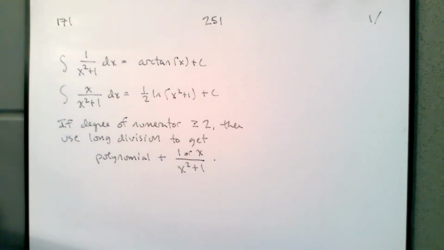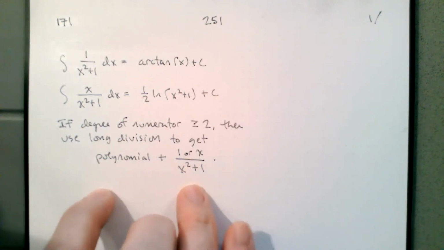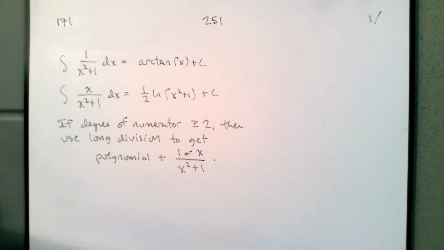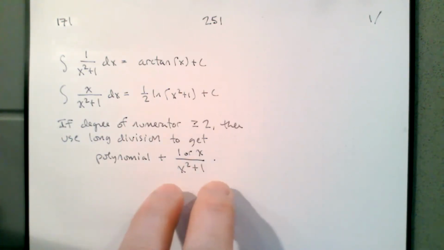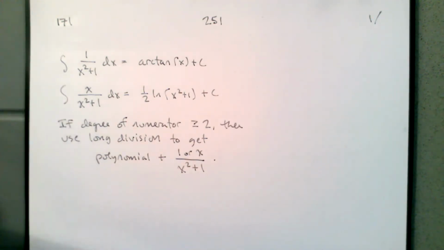So we only have to worry about 1 over x squared plus 1 and x over x squared plus 1. These are the examples that we looked at last week. We can use long division to write it in this mixed number format rather than an improper fraction format, where we just integrate the polynomial and then the fraction part is one of these. Even if it's a combination of both of them, we can still just separate it out into two.